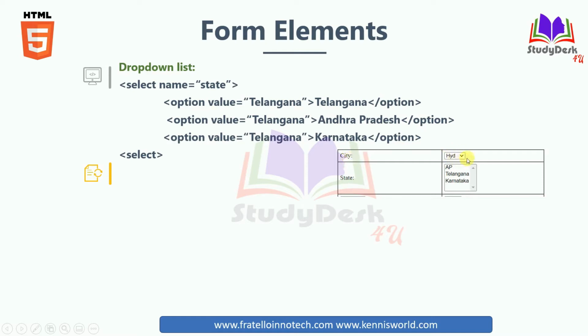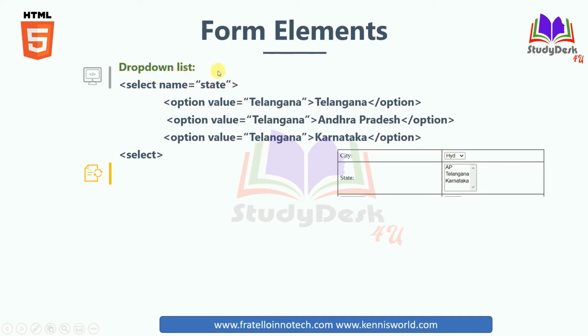Here I have a box, and a small arrow is indicated. If you click on this, a drop down list is displayed, like different cities are displayed here. Those cities we need to write in these option values. For that we need to specify this drop down list and use the select element.